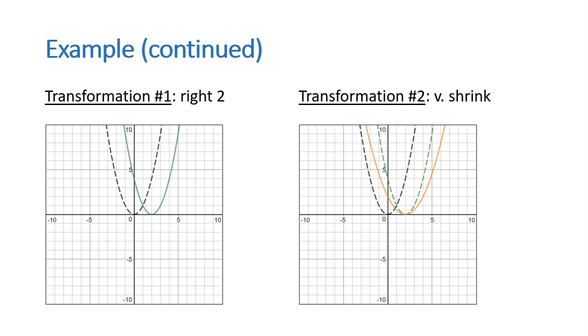And I'm not going to be super picky about how accurate your points are at this point. As long as it's clear that you've shrunk your graph, that it's been pressed down vertically, so it's a wider parabola, a wider U, then that's sufficient. So we started with our parent graph, we shifted it to the right, and then from that shifted graph, we've now shrunk the points down so that they're closer to the x-axis.